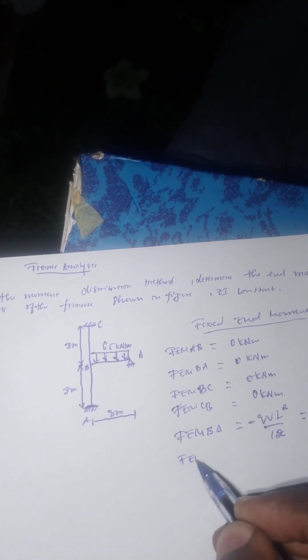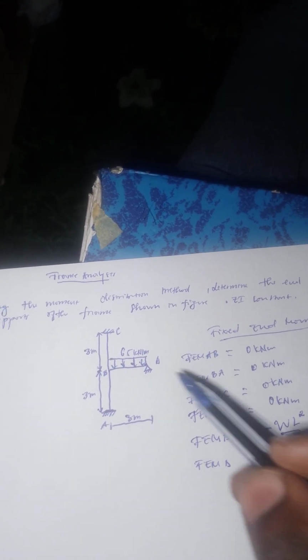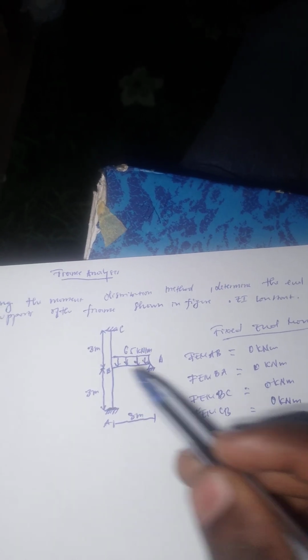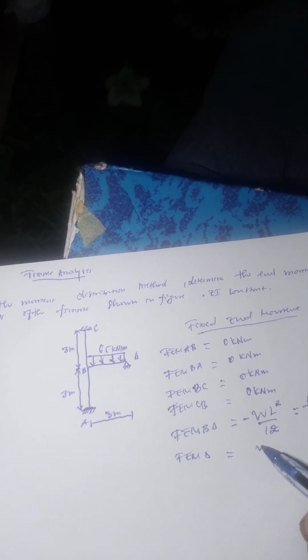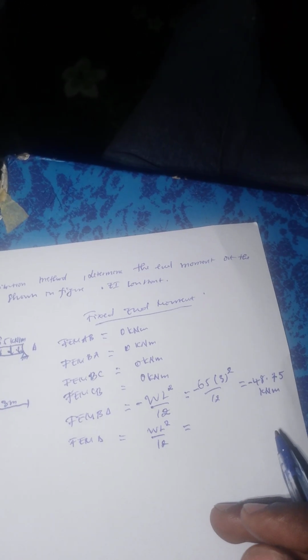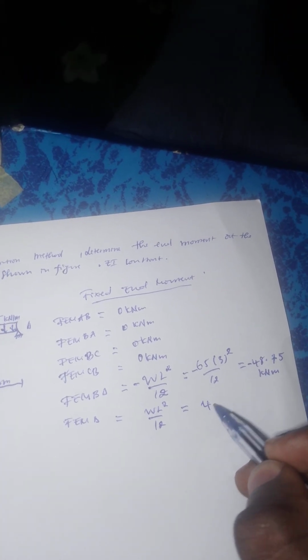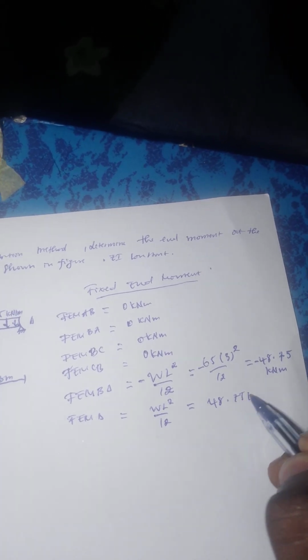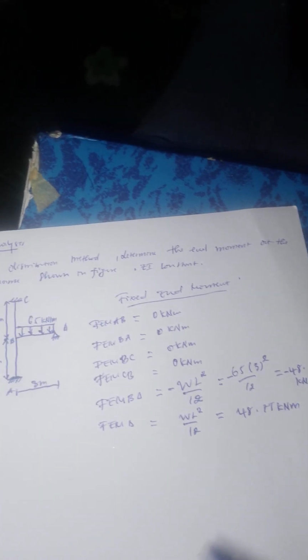Then fixed end moment from point D up to B is equal to wL squared over 12. It is the same as this but different in sign. We have 48.75 kilonewton meter.